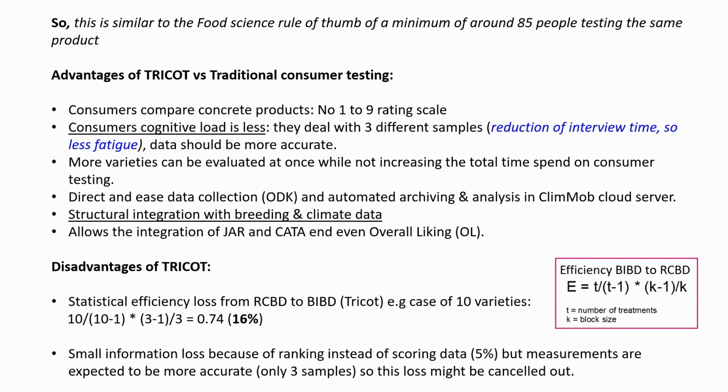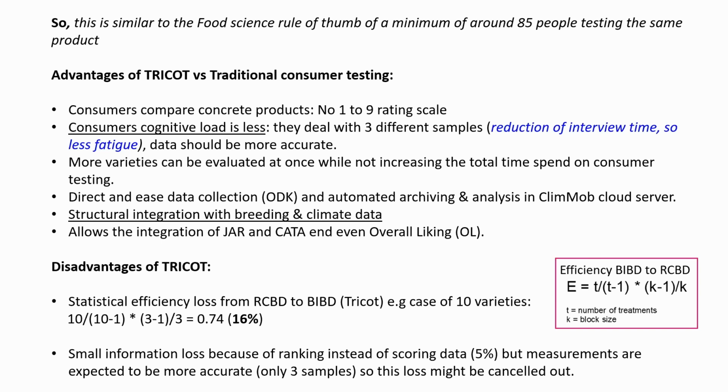Structural, it allows the integration of JAR, CATA, and even overall liking. Within this TRICOT method consumer testing, we can include JAR and even CATA questions, and even overall liking if you want to compare what kind of different data, different results you obtain from the different methods. Because with the treated samples, we can add JAR questions, we can also add CATA questions.